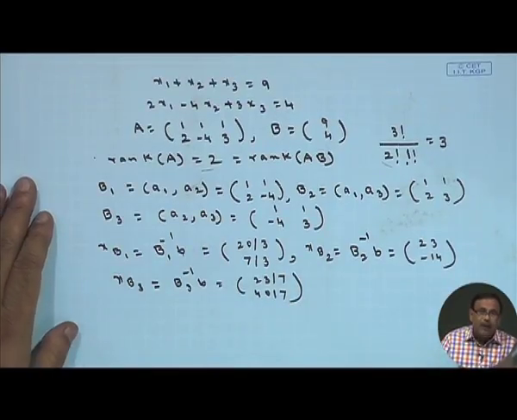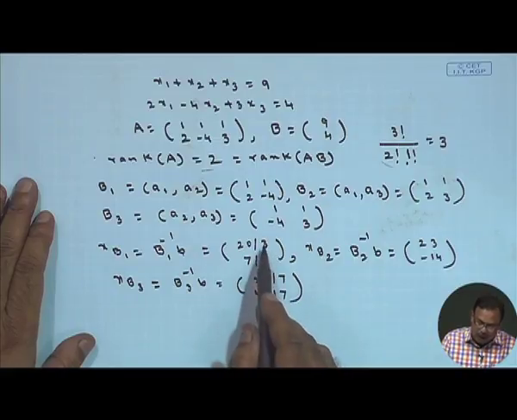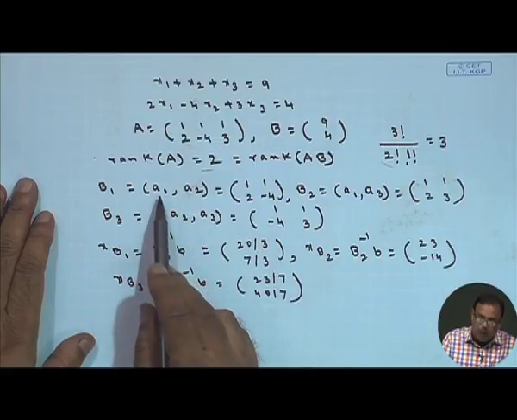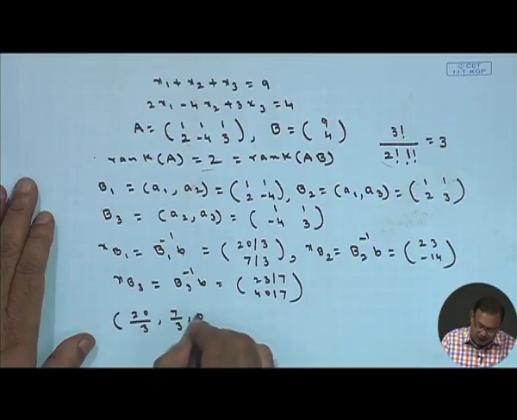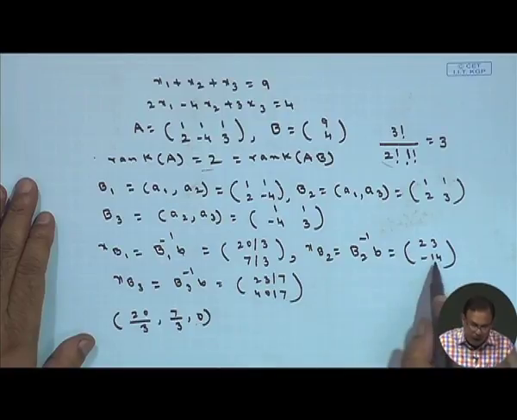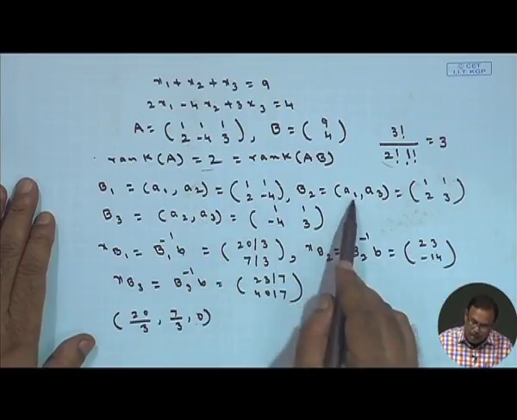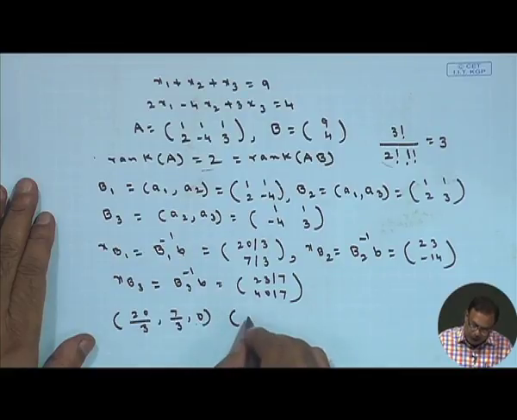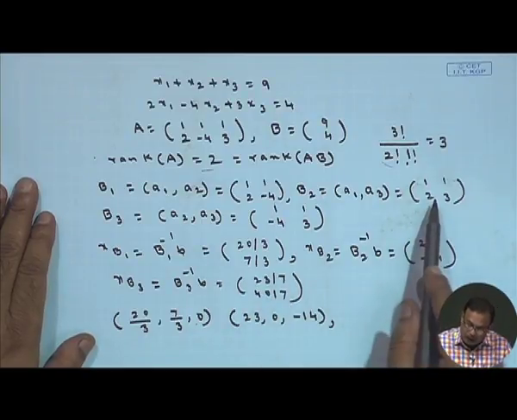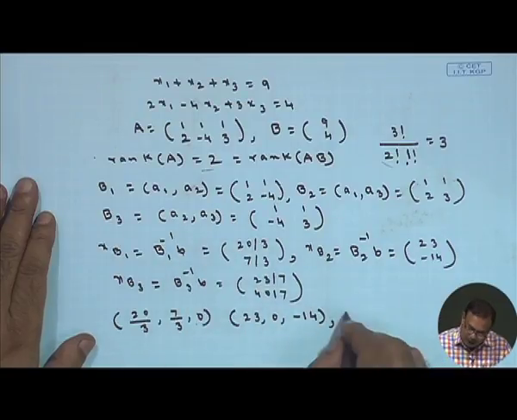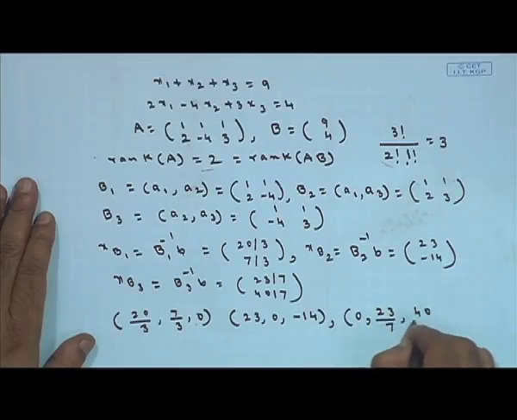Therefore, we can say that the basic solutions are as follows. This one corresponds to A1 A2, so x3 will be 0. So one solution for this problem can be 20 by 3, 7 by 3 and 0. For the case A1 A3, that is x2 is 0, it will be 23, 0 and minus 14. This is another solution. And the third solution is for A2 A3, that is x1 is 0, so this will be 0, 23 by 7 and 40 by 7.